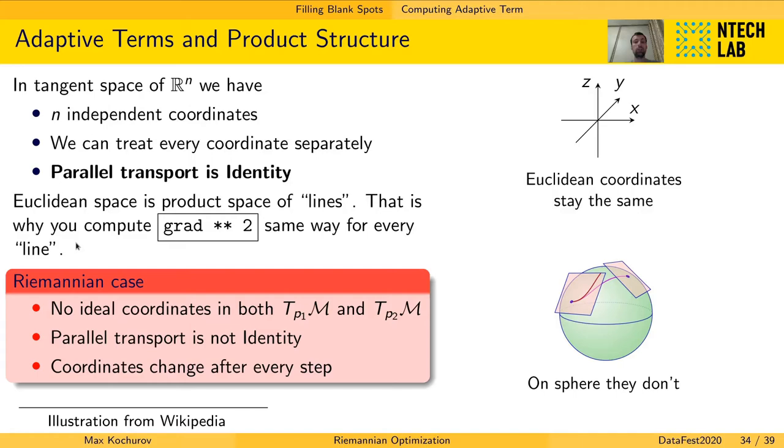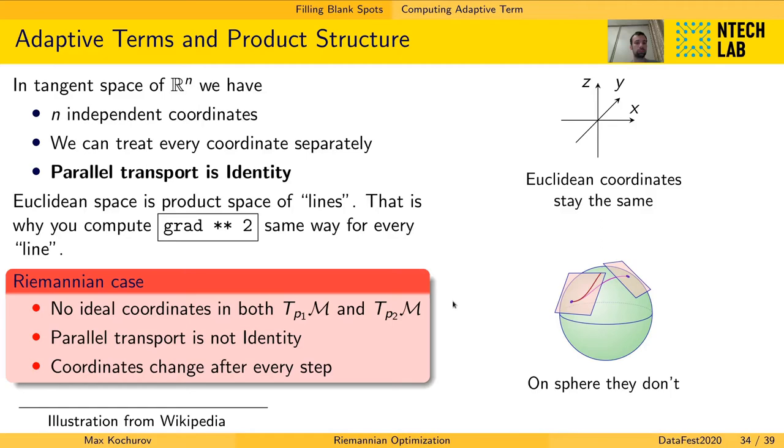However, in the Riemannian case, we don't have ideal coordinates that share the parameter space, the momentum space, and everything else between two tangent spaces. For example, in P1 and P2, we have completely different frames, and tangent spaces do not coincide. We can't use the same coordinate space basis, that is very ambiguous in this plane, and parallel transport is not identity. So everything is not that pleasant in the Riemannian case.